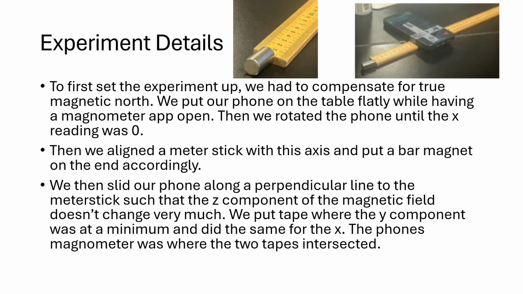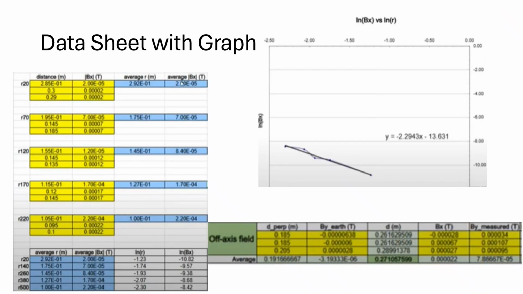We marked tape when the Y component was minimal and then when the X component was minimal, and the intersection of these two tapes marks where the phone's magnetometer is. That gave us the point of reference for taking all of our distance readings at the front of the experiment. Here's our data sheet.